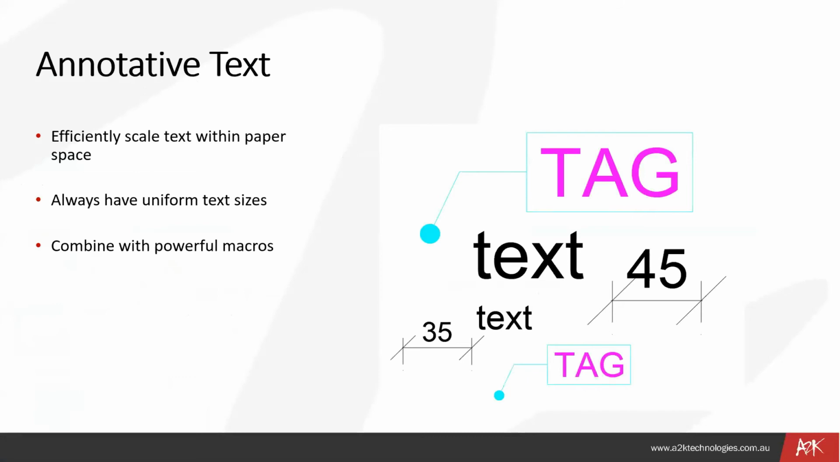Annotative text. Usually the way that I worked, I would put stuff that would always be changing, like my text, in model space, and stuff that's not changing, such as those drawing name title blocks that we were just playing with, I'd keep in paper space. We could still do that and use annotative text and efficiently scale within our paper space so that they're all uniform. And we can also create macros and put them into our tool palette so that we don't have to really worry about thinking too much.